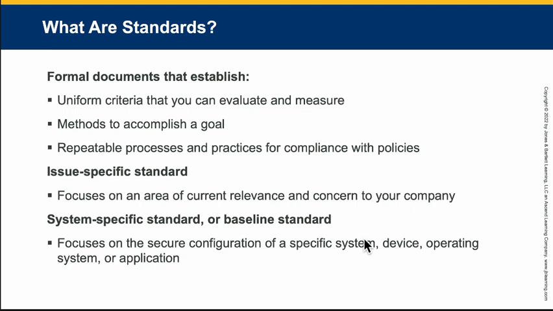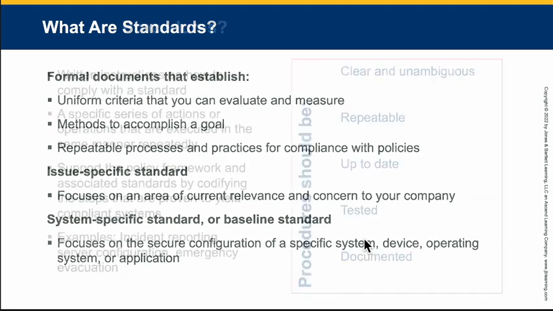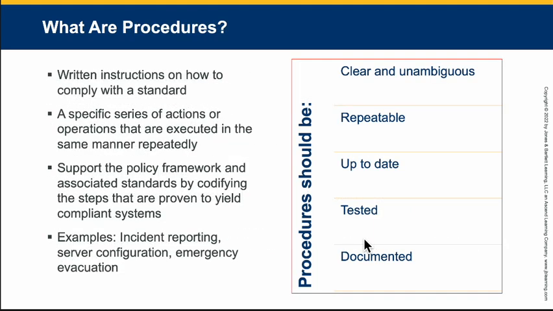Followed by that is procedure. Procedures are technically instructions, what to comply with, and what action to take. They support the policy and the standard. For example, incident report, server configuration, emergency evacuation, those are basically procedures. Details should be clear, unambiguous, repeatable, up to date, tested, and documented. And it also needs to be audited actually.